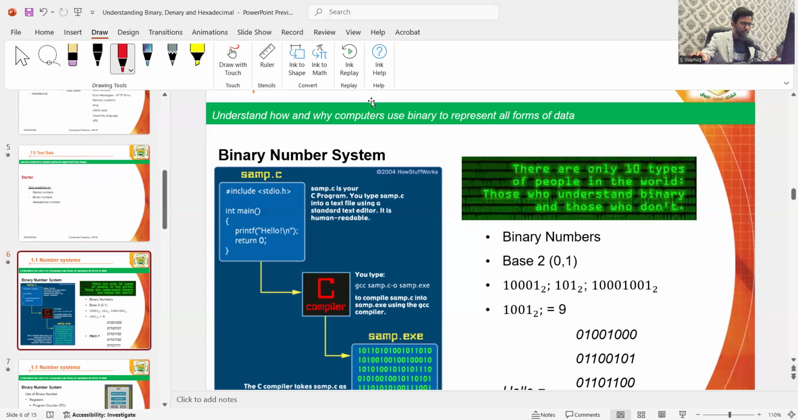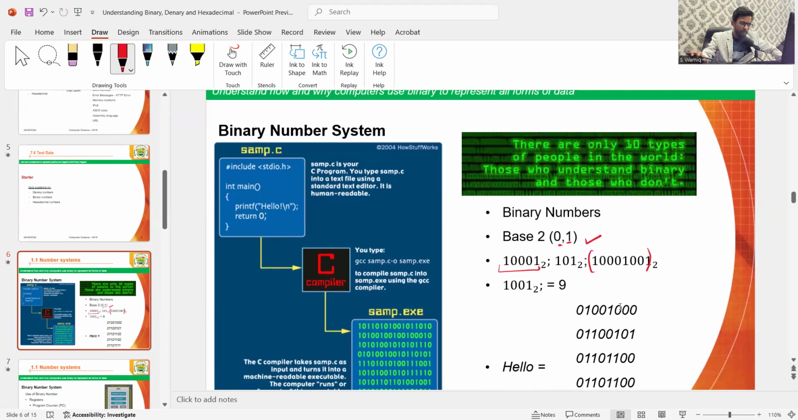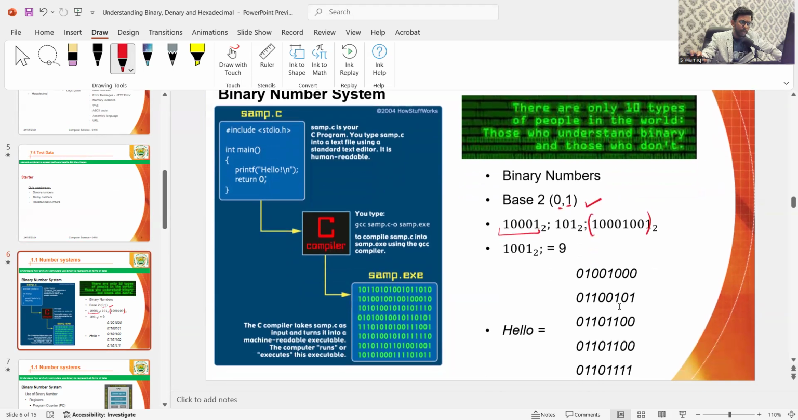So basically, if it's a binary number system, I have discussed with all of you that this is a base 2 number system. That means that it contains only two values, only 0 and 1. It has numbers like this, and you are going to write it with a base of 2, like this. For example, all of these are examples of the binary number.